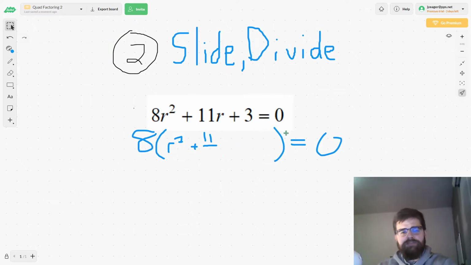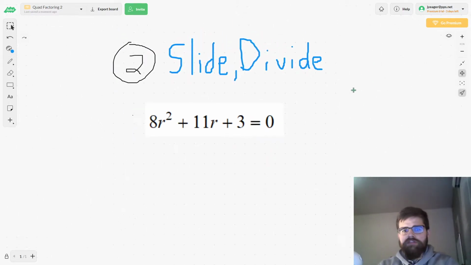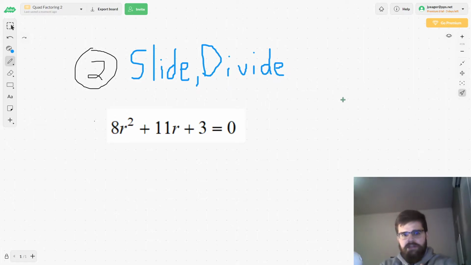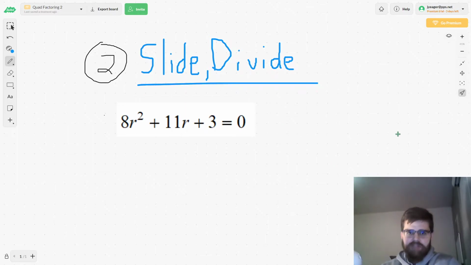Sounds like a lot of trouble. So instead, we're going to try something else, and that's the slide divide method. The first time I'm going to walk you through this, I'm going to explain everything, and then I'll walk through another one with you so that you get a feel for how fluid this can be. This is my favorite way to solve these types of problems.